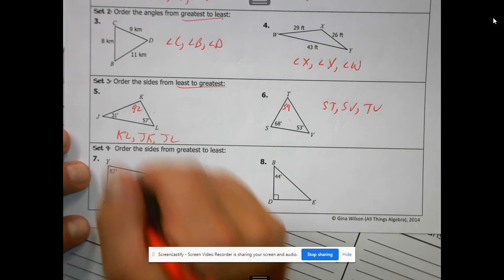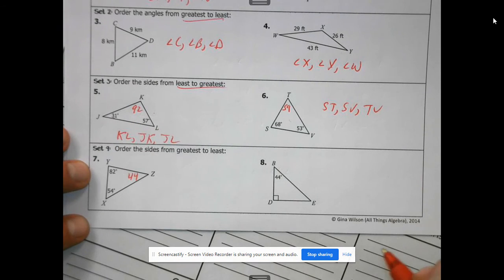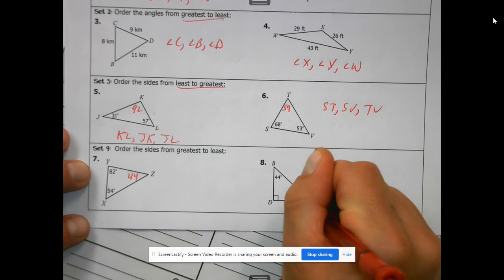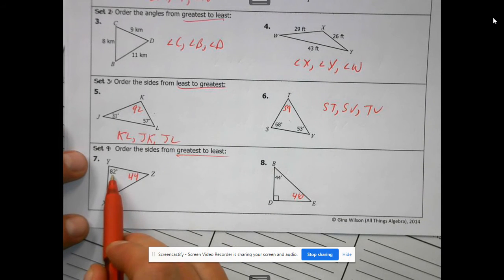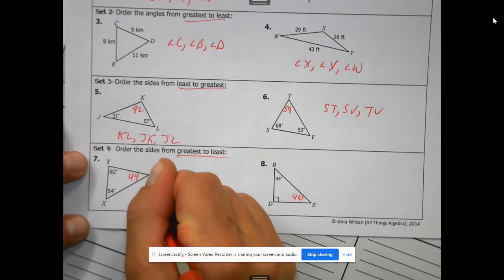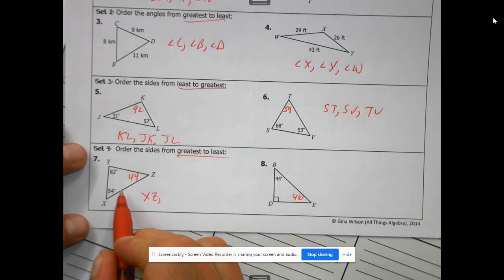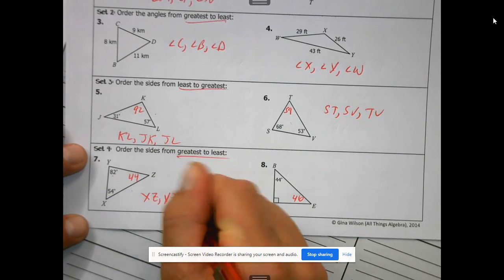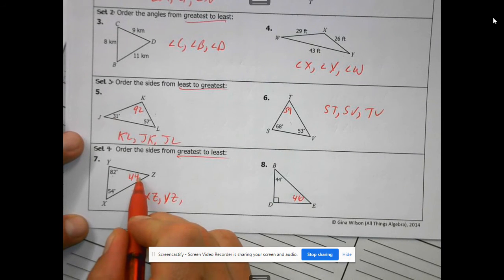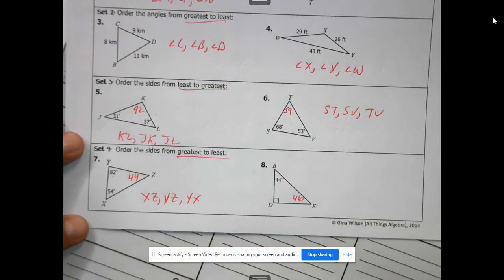Number 7, the missing angle here is 44. And number 8, it's 46. All right, greatest to least. Biggest angle is 82. That's across from XZ. Medium, 54. That's across from YZ. And smallest is 44. That's across from YX.